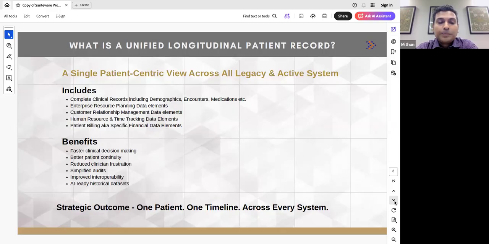And of course, an AI-ready historical data set, so you can run your AI initiative programs down the line in the future. So the outcome that we are trying to highlight is you have one patient, which is your golden record, one timeline across the patient's journey: when he had visited, for what reason, what tests were performed on that patient, and the medication that was prescribed. And it doesn't matter whether the patient resides in your legacy system or in your active system, it's all tied together as one unified longitudinal patient record.